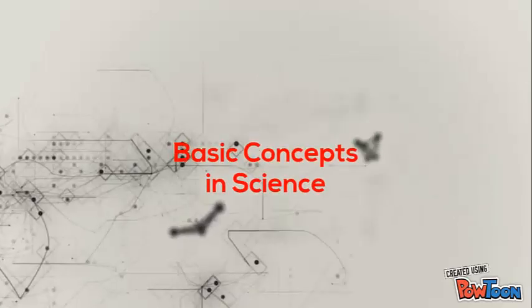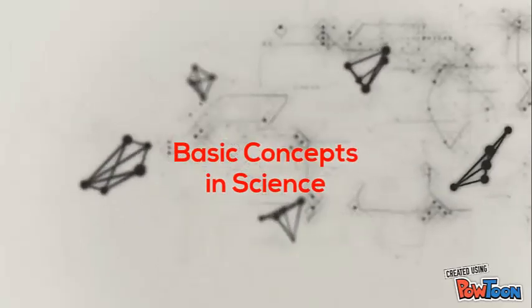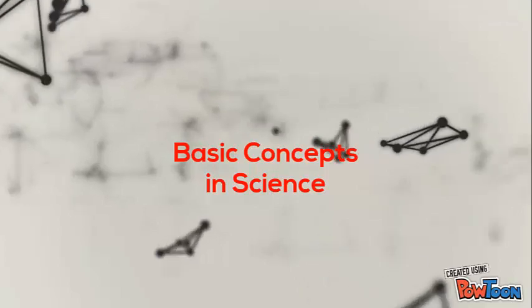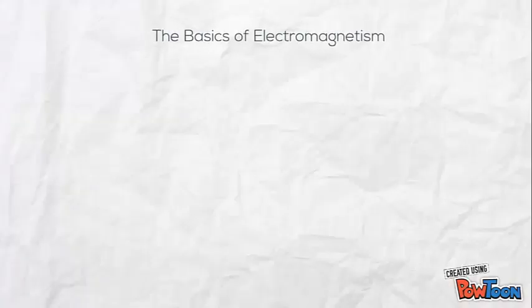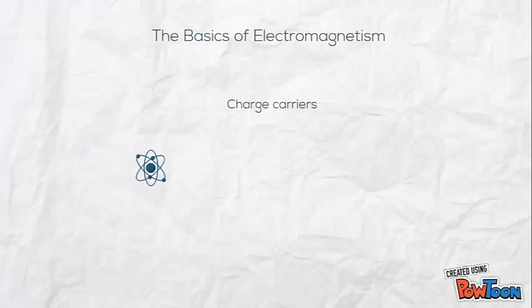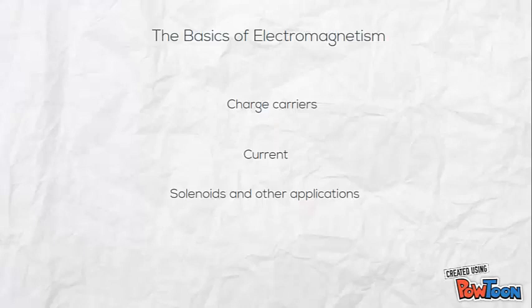Hello everyone. Today we will be looking at some of the basic concepts and ideas in electromagnetism. We will take a quick look at charge carriers and their features, such as how they interact with one another and how they produce an electric and magnetic field. We will also look at charge carriers and a current, as well as some applications such as a solenoid.